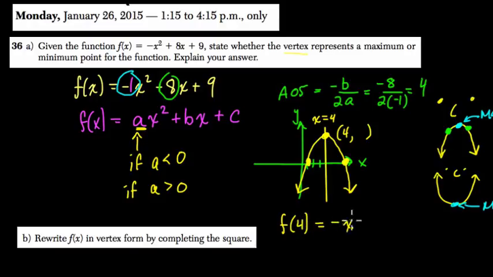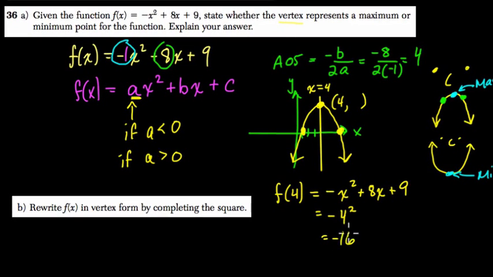Well, it's negative x squared plus 8x plus 9. And here, if we plug in 4, be very careful here. Minus x squared means you're subtracting x squared. In other words, you're just squaring the x. So here it's 4 squared, but you're subtracting 4 squared. So it's going to be negative 16, right? We're subtracting 4 squared, subtracting 16.